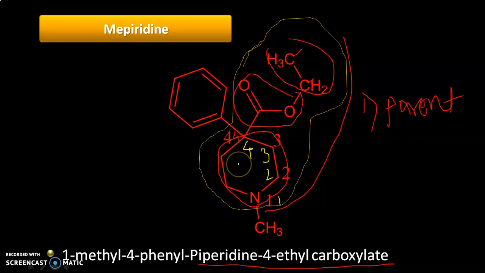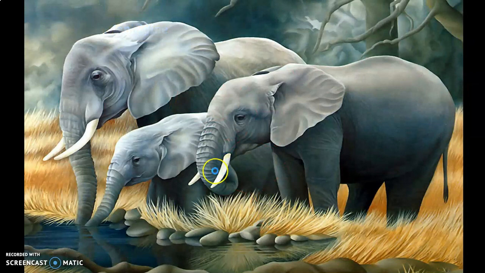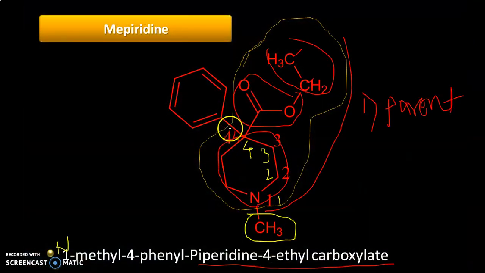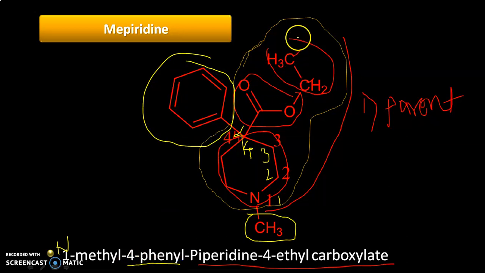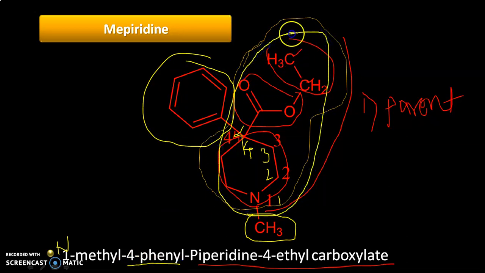Rule number 3 of IUPAC nomenclature is to assign the substituents. You can see that a substituent is available on number 1, so you can say 1-methyl, or you can also say N-methyl. And at carbon number 4, you can see that a phenyl is there, so you have to mention 4-phenyl, and the whole parent is, what is the name of the parent? Piperidine 4-ethyl carboxylate.